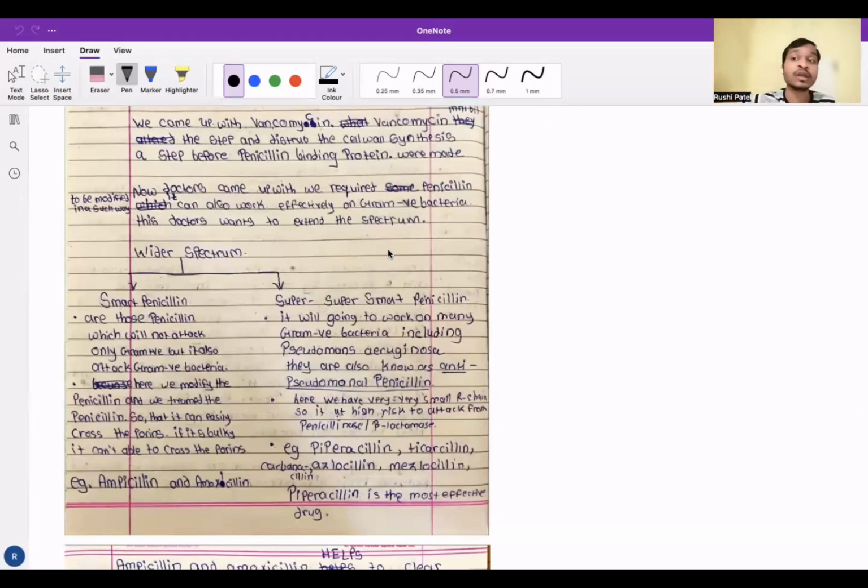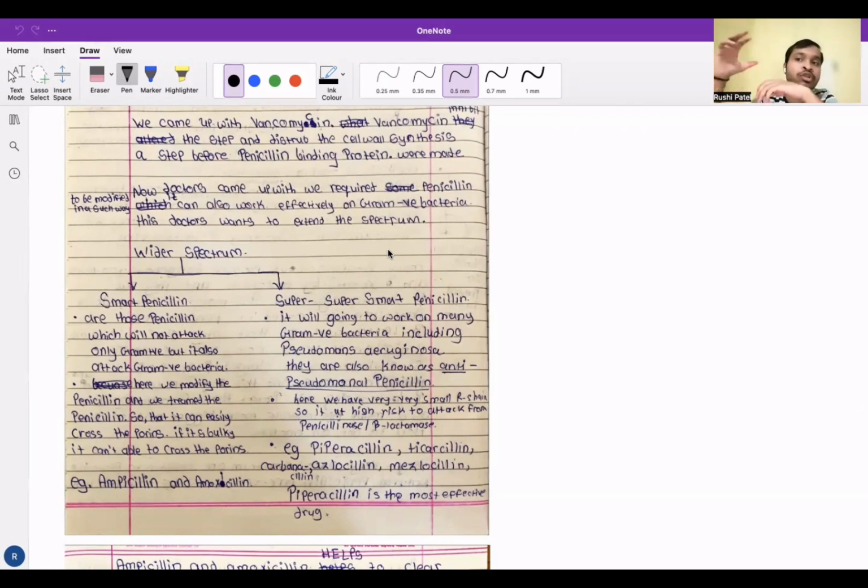If we increase the spectrum, what do we call it? Wide spectrum. Before, the spectrum is like this, but when we add the gram-negative bacteria, the spectrum becomes like this. So we call it the wide spectrum. So what is the speciality of the wide spectrum?